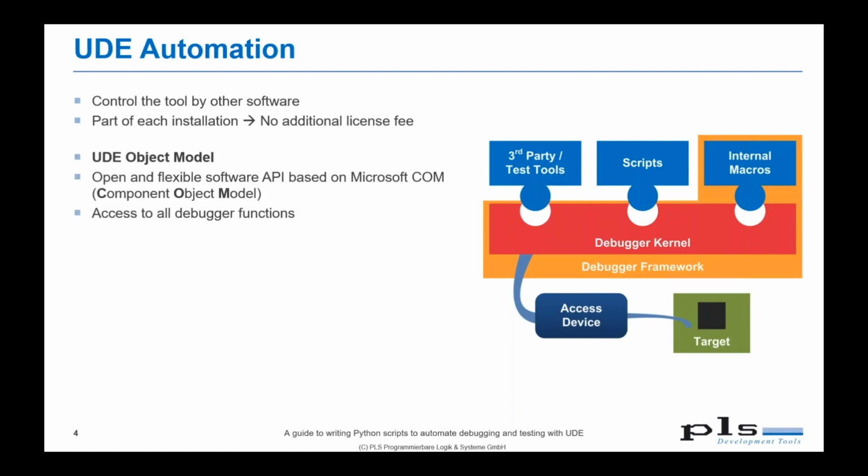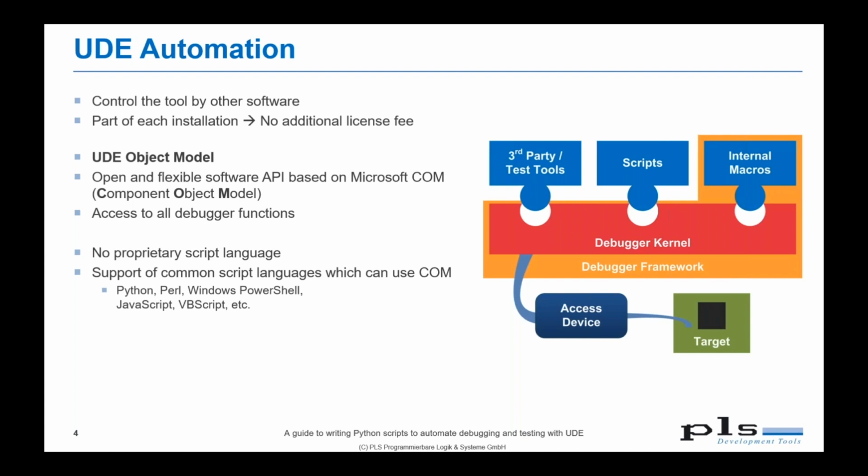The heart of the UDE automation is the so-called UDE object model, which is an open and flexible software API that provides access to all the debugger functions. The object model is based on the component object model from Microsoft. The short form is COM. This is a deeply integrated and widely used technology in the Windows world, and therefore a quasi standard when it comes to application communication. But you can also use this with many scripting and programming languages.